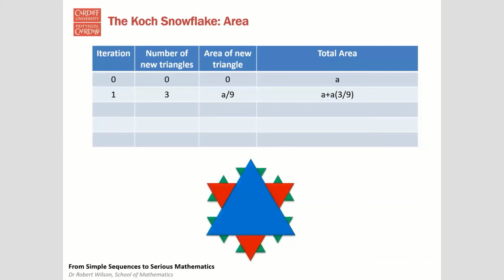The next iteration, we can see that there are a total of 12 new triangles. And similar to the previous case, the area of each of these green triangles is going to be 1/9 the area of the red triangles. And we know the area of the red triangles was 1/9 the area of the original blue triangle. So putting that together gives us the area of each of the green triangles as A divided by 9 squared.